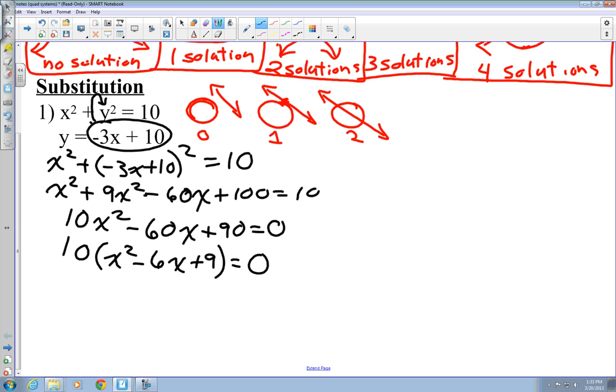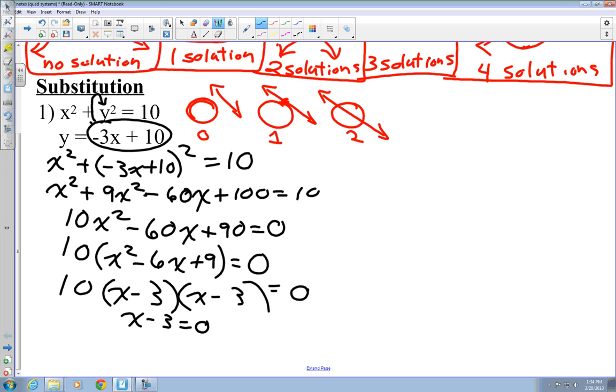And now I look at the quadratic part and say, can I factor that? And the answer is yes, indeed. Let's see. This is a plus 9, so they're both minuses. 3 and 3. Negative 3 times negative 3 is positive 9. Negative 3 plus negative 3 is negative 6. Okay? So, since they're the same, I only have one answer for my x. So x minus 3 equals 0. So x equals 3. Okay, so I have my x value.